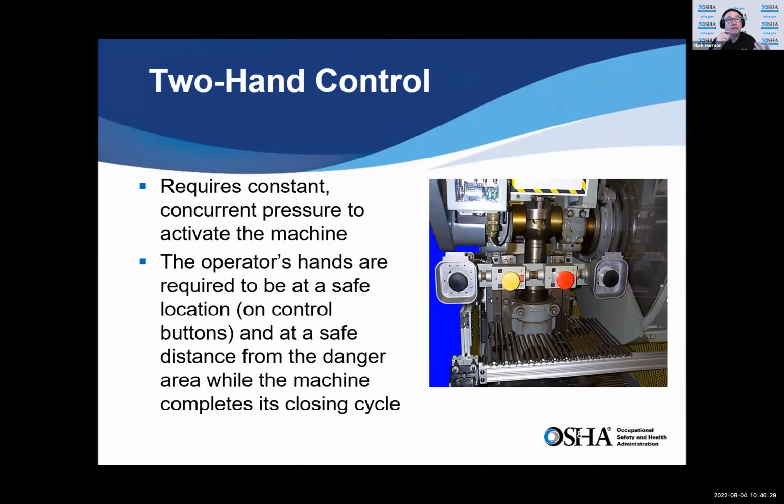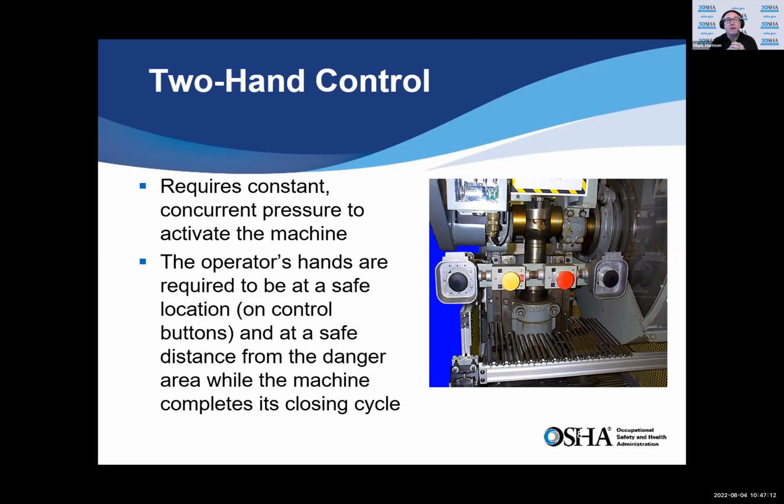Two-hand controls, again, another very practical way of protecting the worker, the operator of the machine, because in this case you are requiring them to have constant concurrent pressure on the buttons to activate the machine, to get it to cycle. The operator's hands are located at a safe location and at a safe distance from the danger area when the machine completes its closing cycle. So again, you're occupying their hands, and you're doing it so that they can't be in the machine when the machine cycles.